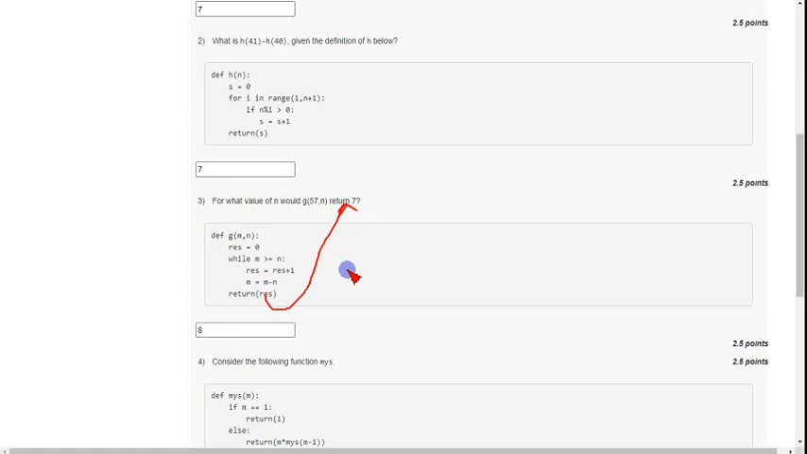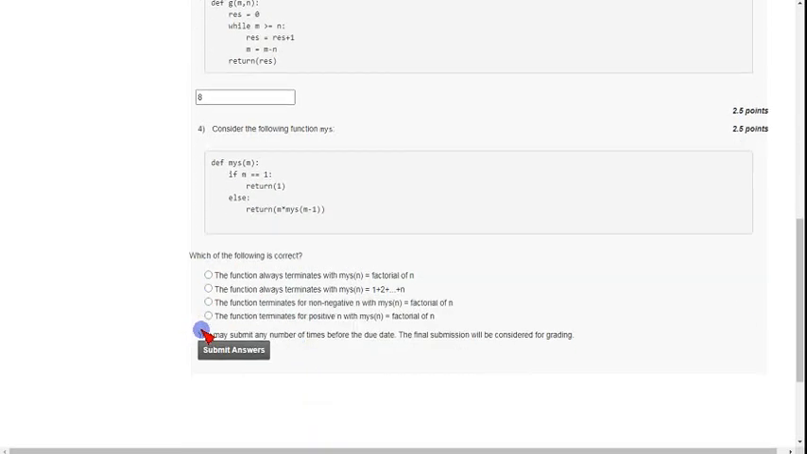So coming to the fourth question, consider the following function mys. So for the fourth question, they have given a code with function mys of m, and they have given the following options.